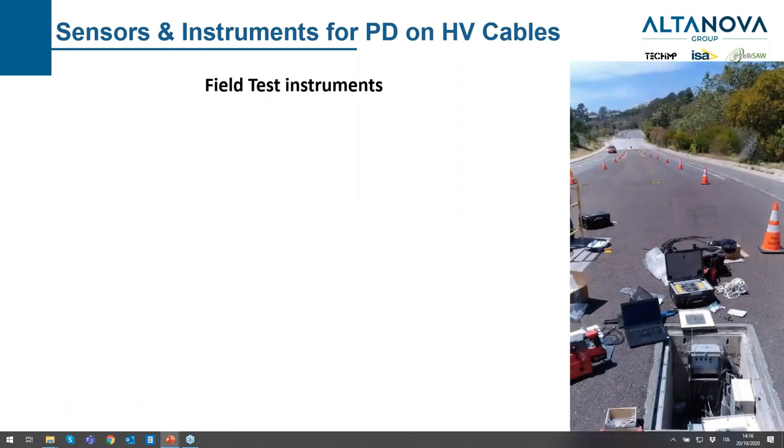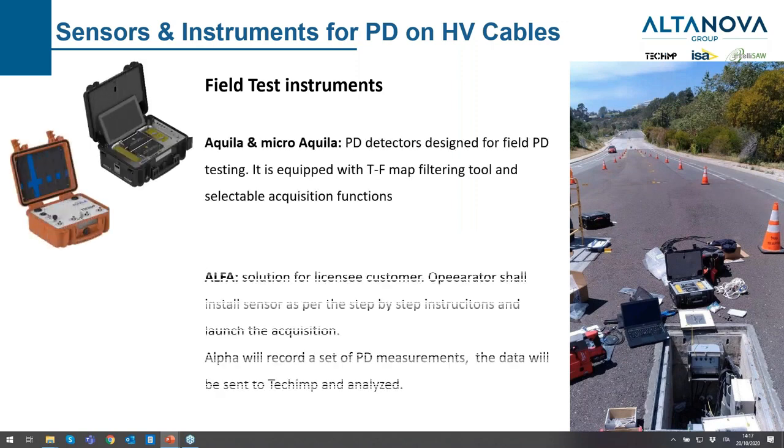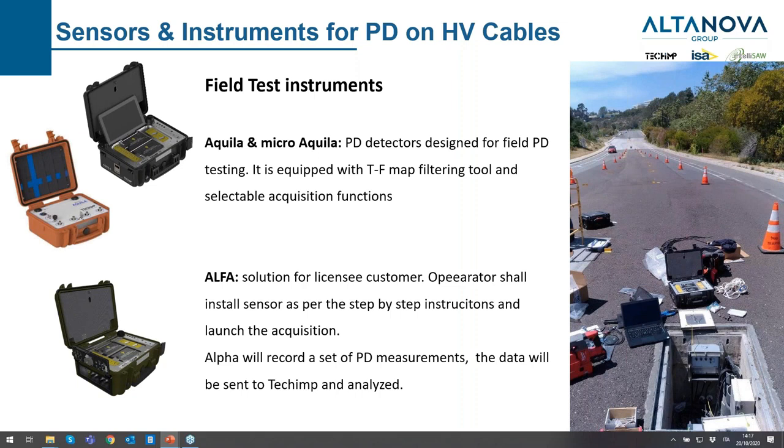For field testing, we need something more portable. We can loosen the specifications for laboratories given by the IEC 60270. And the TECHIMP portfolio presents 2 big families of instruments. The Aquila and the related Micro Aquila are PD detection units designed especially for field testing. They are battery based, ultra-wideband systems. They are equipped with a time-frequency map filtering tool patented by TECHIMP and selectable acquisition functions.